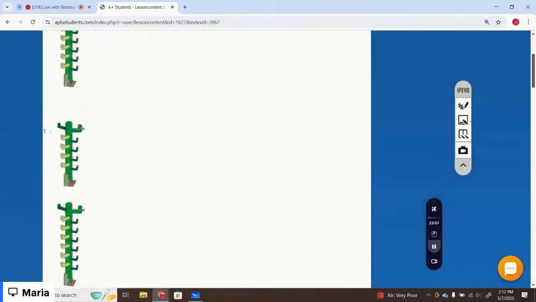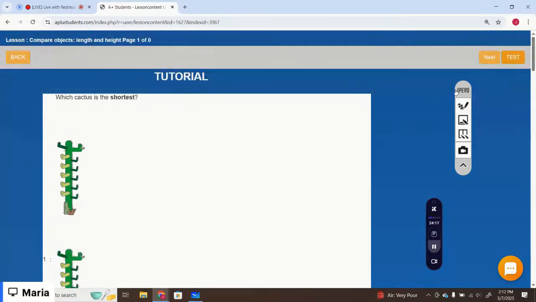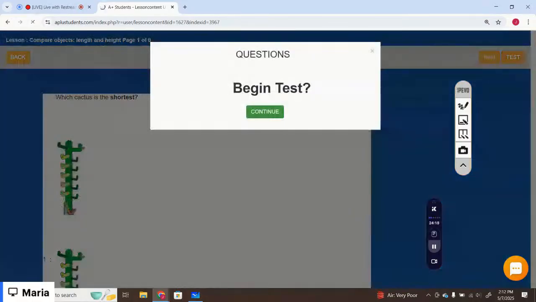Which cactus is the shortest? Option number one is the correct option. That is the shortest one. You need to measure the heights of the cactus. So option number one is the correct option. Let's just start with the test questions.